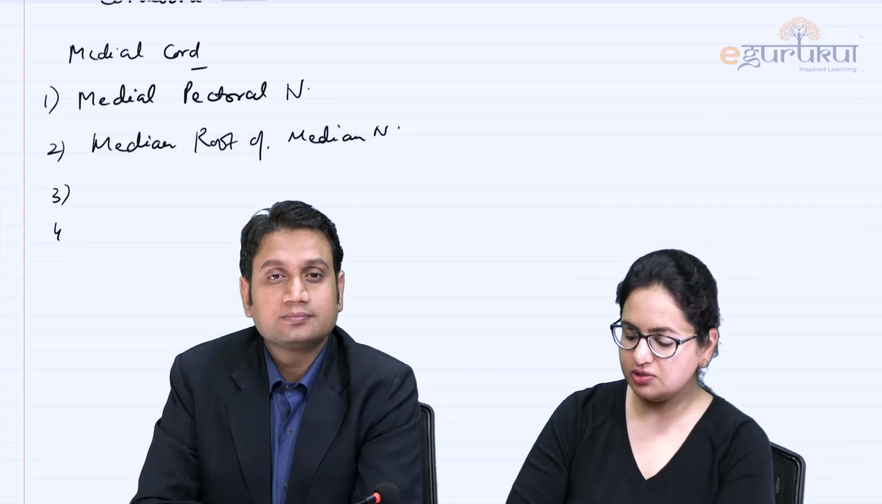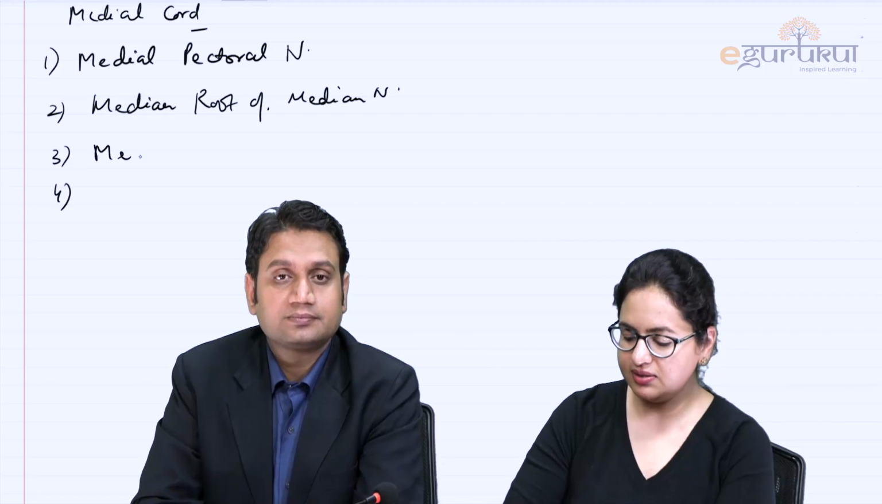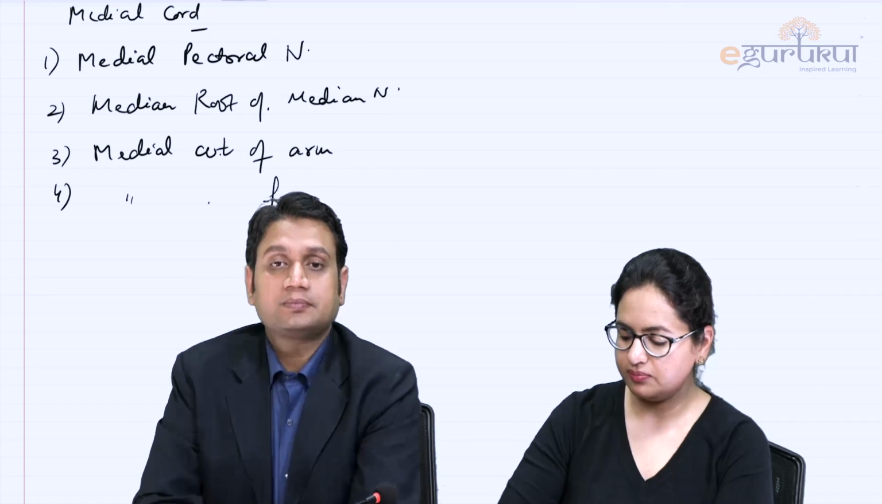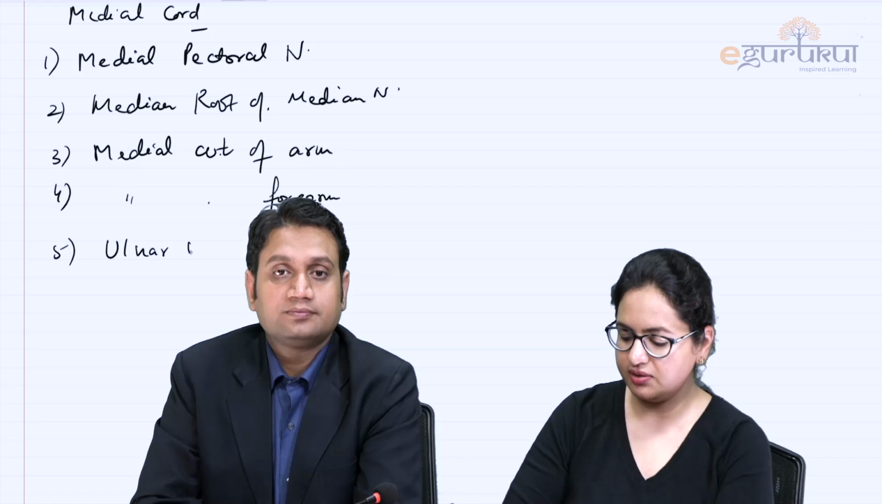Apart from this, from the medial cord only, we have the cutaneous branches to the arm and forearm, and these are the medial cutaneous branch of arm as well as of the forearm. And lastly, one branch which is the ulnar nerve.